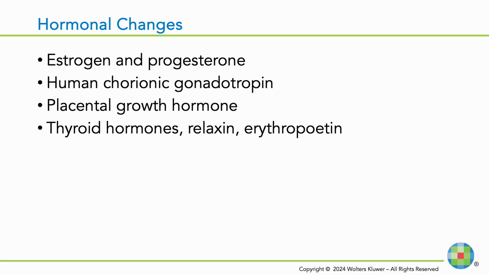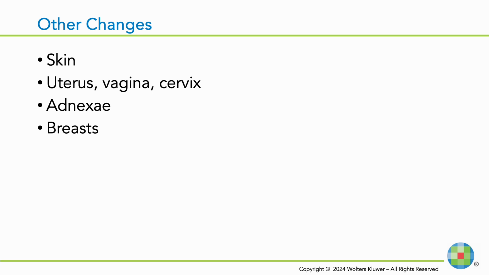Placental growth hormone, thyroid hormones, relaxin, erythropoietin, the dilutional anemia that goes along with pregnancy. These are all things that we have to keep in mind that can have a direct impact on maybe our anesthetic plan and maybe how we care for these people. Thinking about other changes that women undergo to their skin, to their uterus, their sex organs, these are all things that we have to keep in mind whenever we're caring for these individuals.